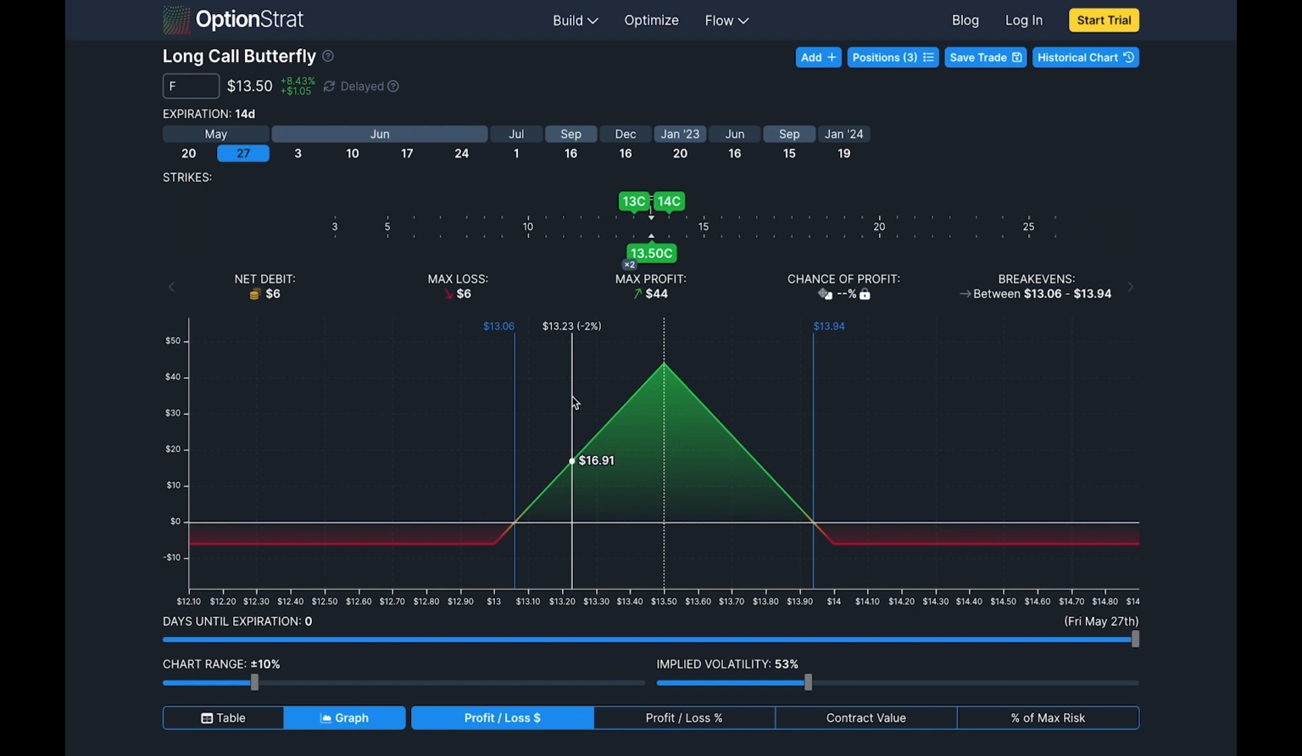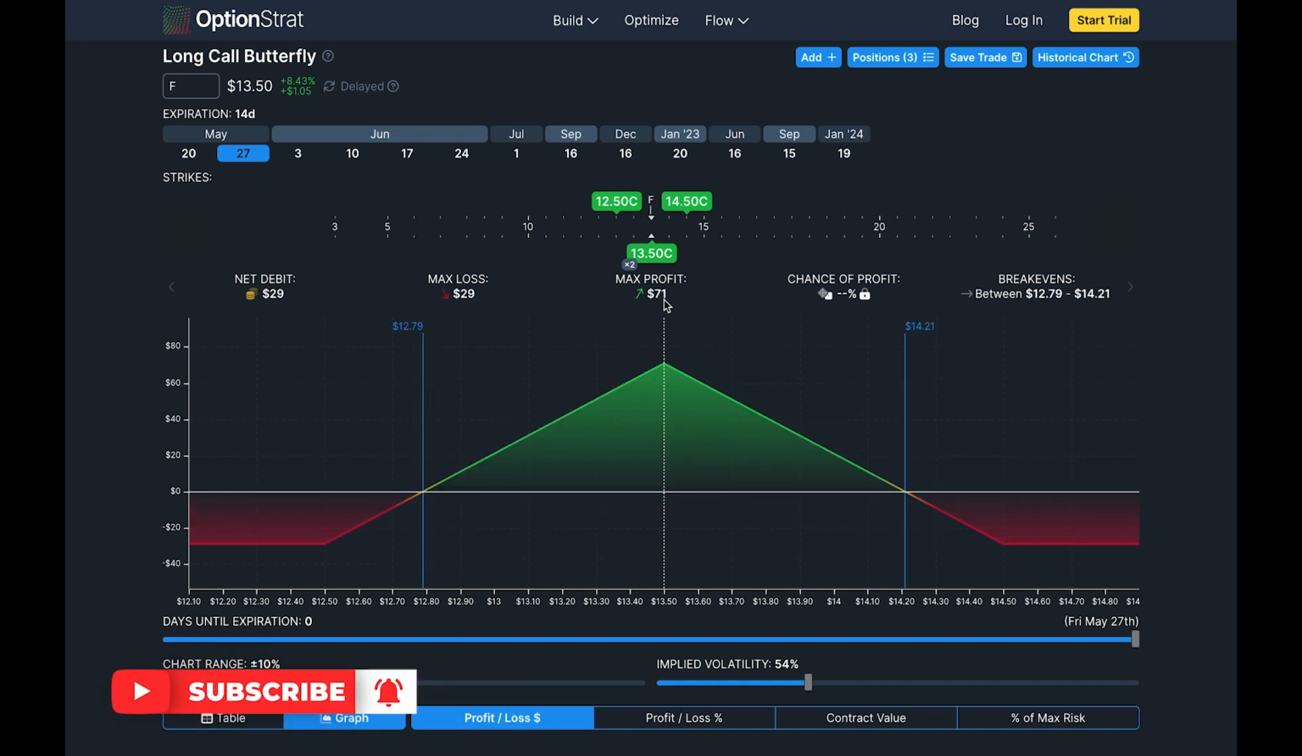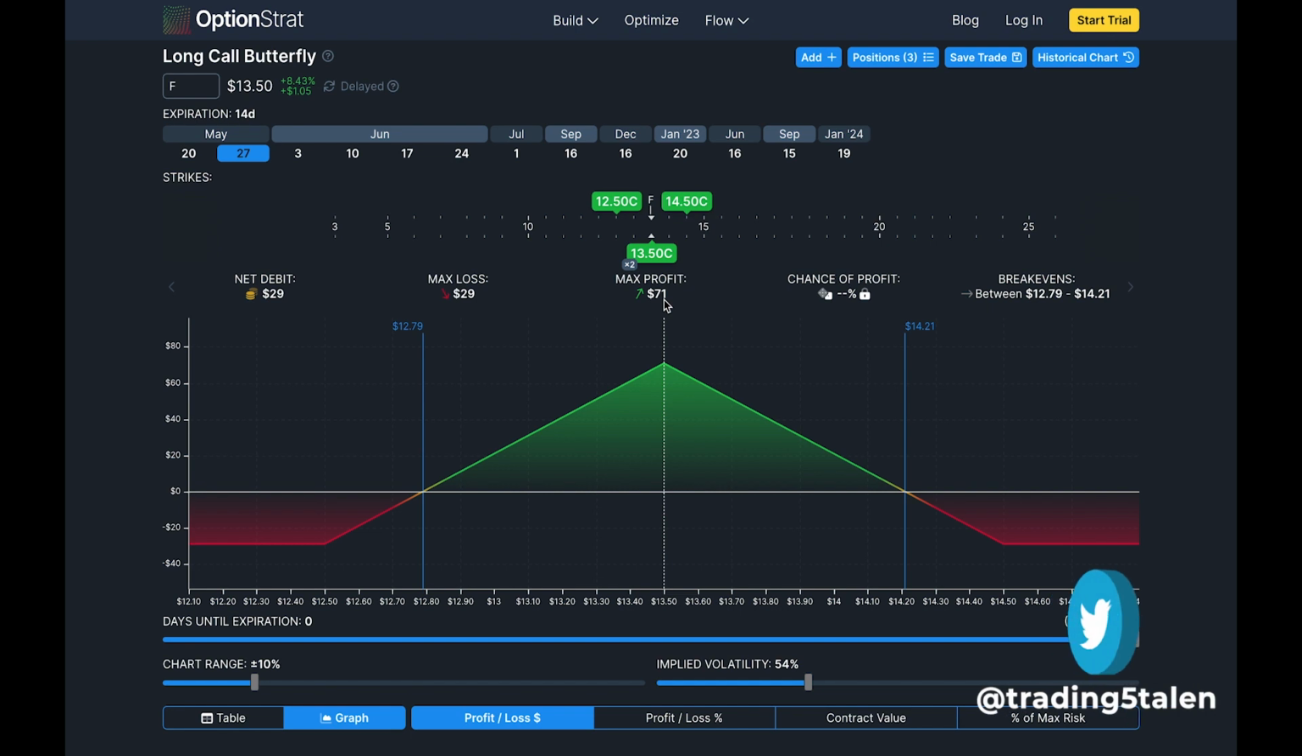Okay, so that's the standard butterfly that we used as our example. So what happens if we widen out these wings? So instead of 50 cents away from our short strikes, let's go $1 away from our short strikes. And you see that here. You see that our max loss is $29 and our max profit is $71. So again, it's still very favorable.